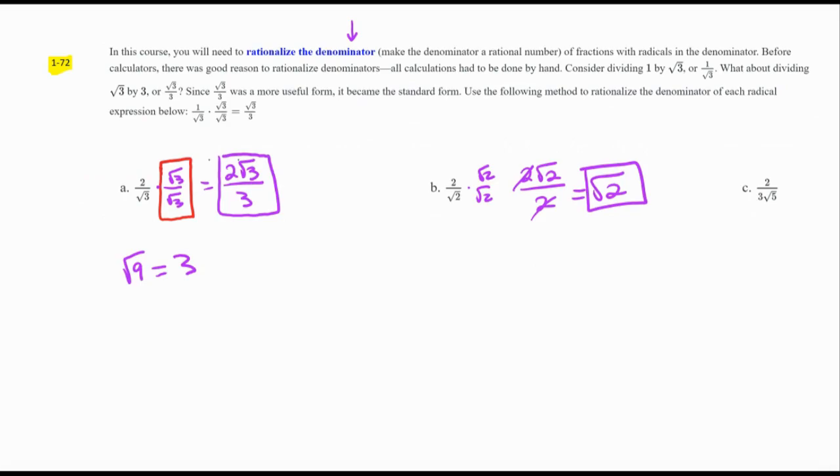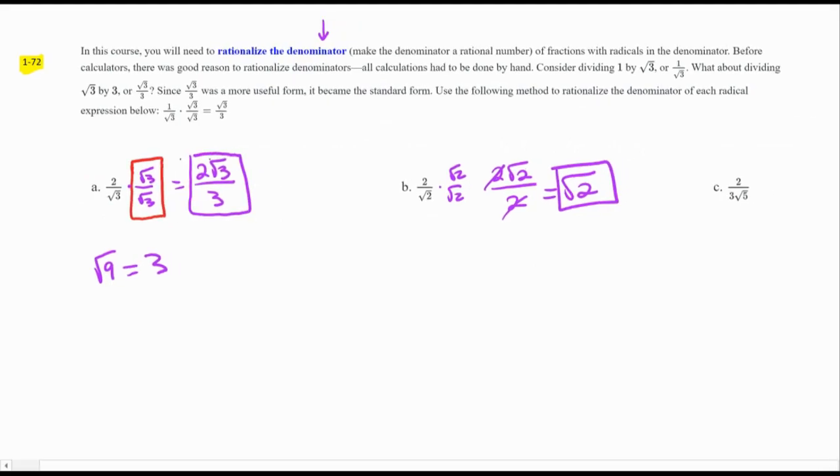Now with C here, I have root 5 in the bottom. I'm going to multiply the top and the bottom by root 5. I don't need to worry about the 3 because that's already a whole number, and we're fine with that being in the denominator. So what we get on the top is 2 root 5, and then I have 3 times root 5, which is just 5. So my final answer will be 2 root 5 over 15.